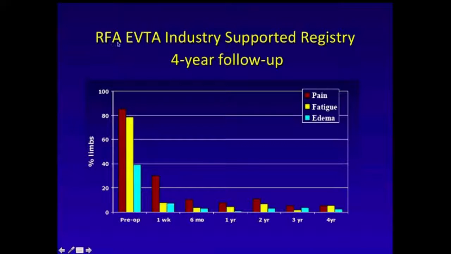Here's using a radiofrequency device in an industry-sponsored registry at 4 years, looking at pain, fatigue, and edema pre-procedure. And at 4 years, you can see all of those elements get much better very quickly, and there's a great deal of durability in terms of managing those symptoms over time. So this is an example of patient-reported outcome data supporting the role of a specific treatment.